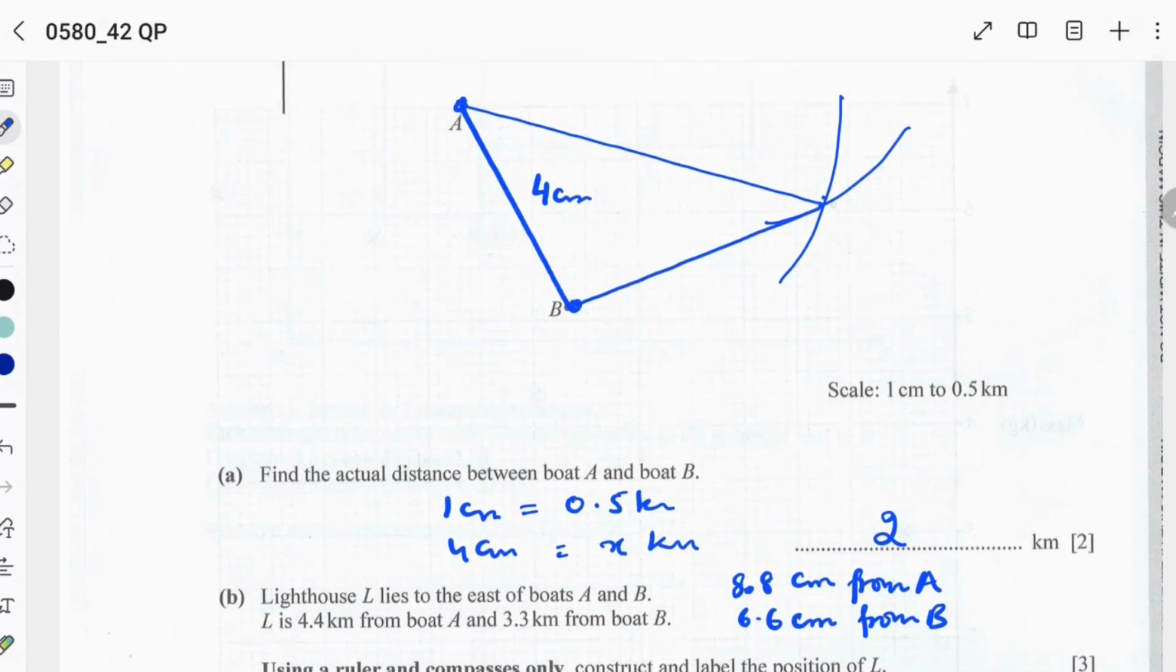So L must be somewhere here. It's not the accurate diagram. Whenever you draw with the help of your arcs, with the help of your ruler and your compass, then obviously you will get the accurate diagram. So that must be equal to 8.8 from A to L, and from B to L it will be 6.6 centimeters. All right, I hope you understood.